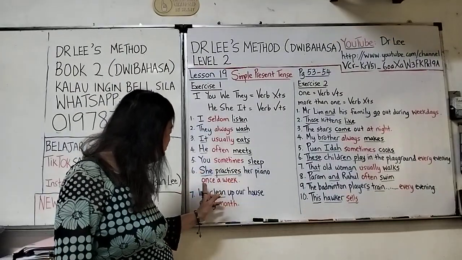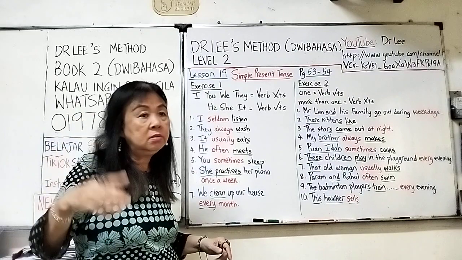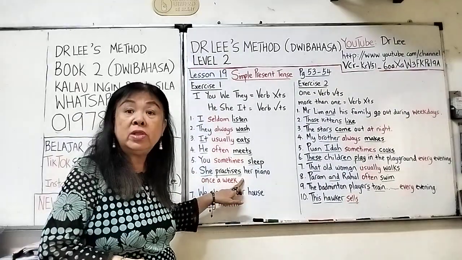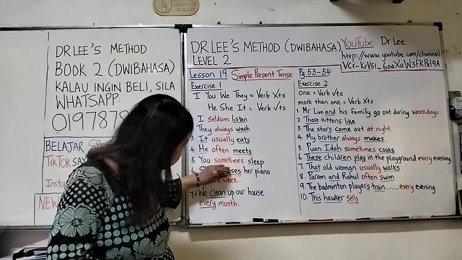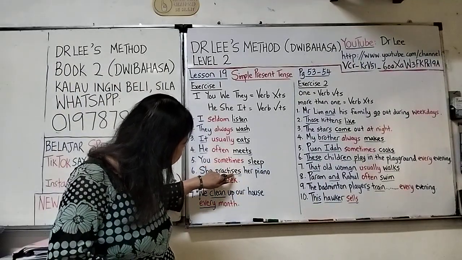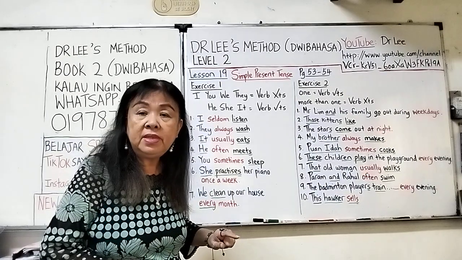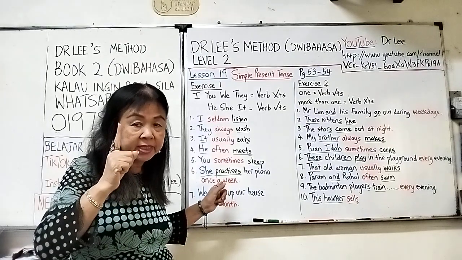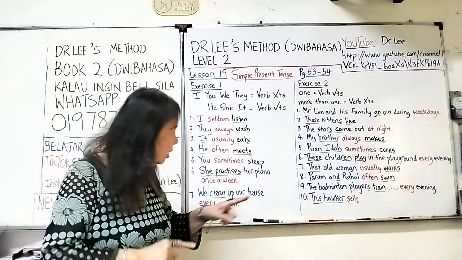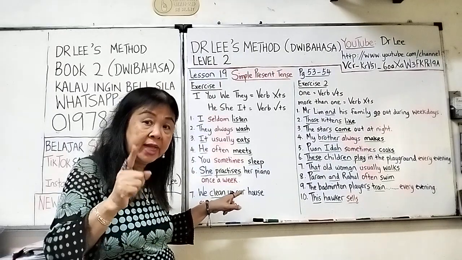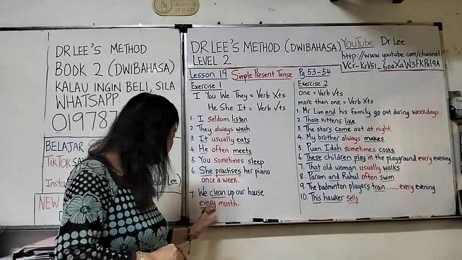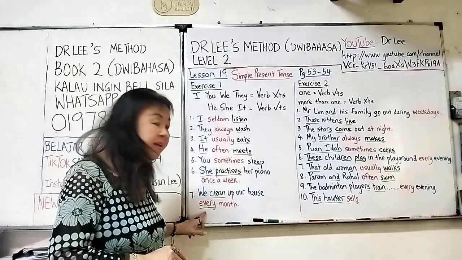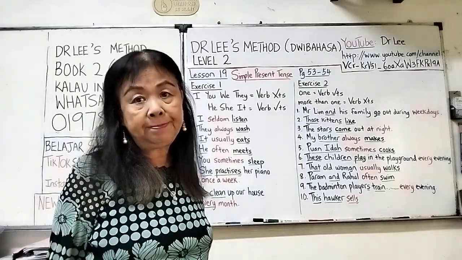She practices her piano once a week. Once a week means every week once, so it's every week already. So he, she, it, you must have s to the verb. Now can you see ses behind? If behind is s, it is a verb. If behind is a c, it's a noun. This is a verb. We are talking about verbs now, nothing to do with nouns. So do not put ces, you should put ses. We clean up our house every month. I, you, we, they, clean, cannot put s, then you use every to show that it's happening all the time.